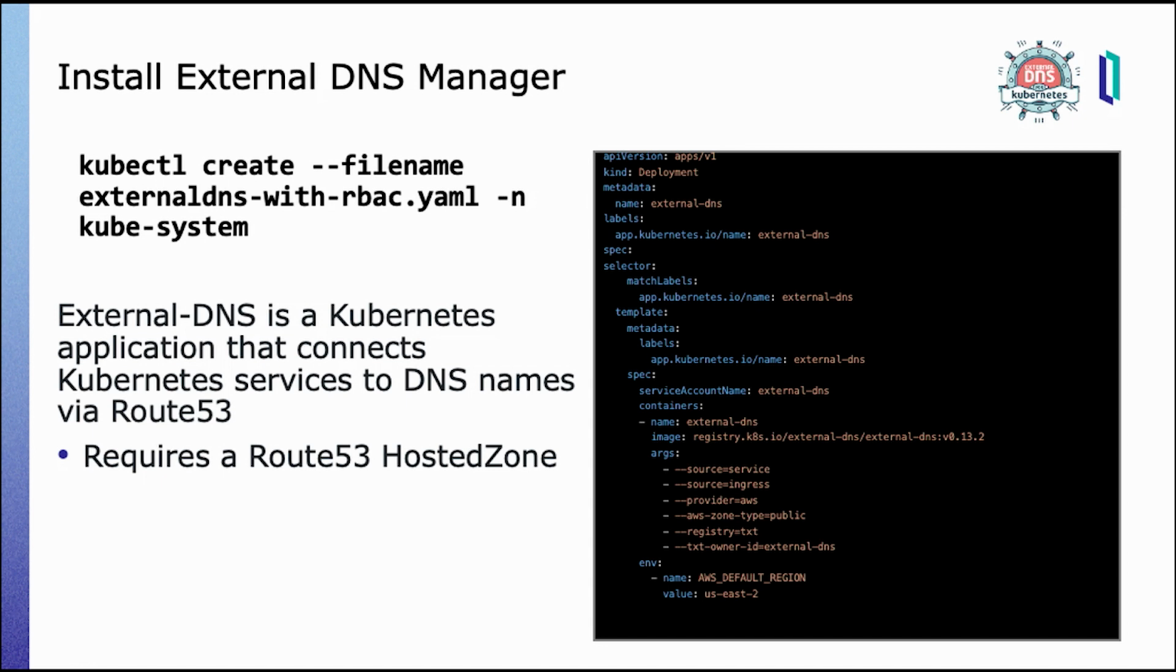The next one is another Kubernetes application. Now we have a cluster, and we are going to install a very simple Kubernetes application that we didn't write, called external DNS.